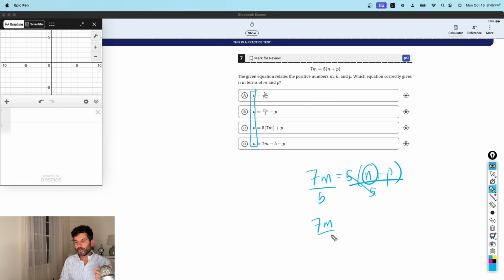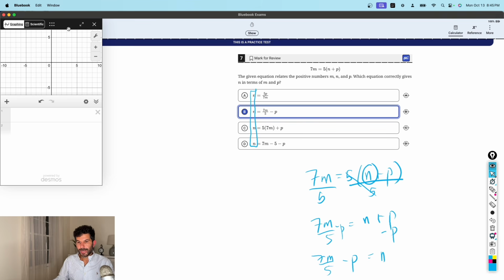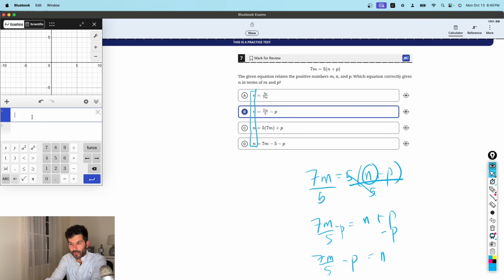I'm going to get 7m over 5 equals n plus p. And then I should just be able to move over that p. And I'm going to get n is equal to 7m over 5 minus p. That should be answer B for my choice. Okay? Now, with Desmos, again, if we were to do regression, we tried that. I didn't see that to be.